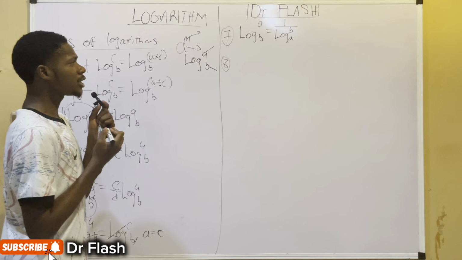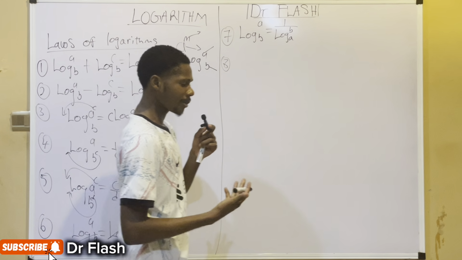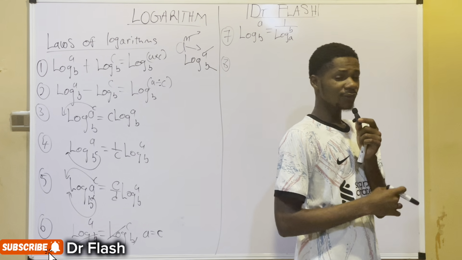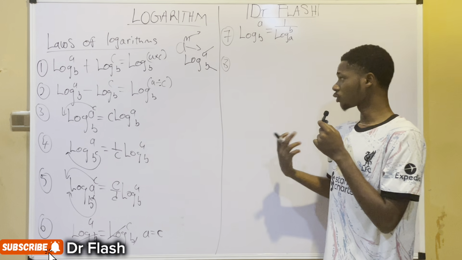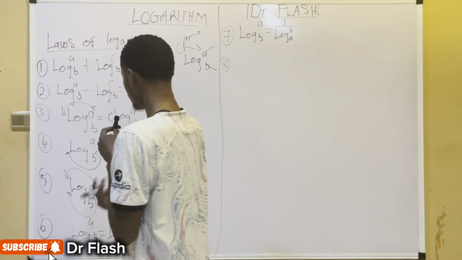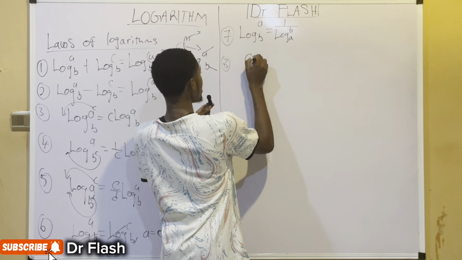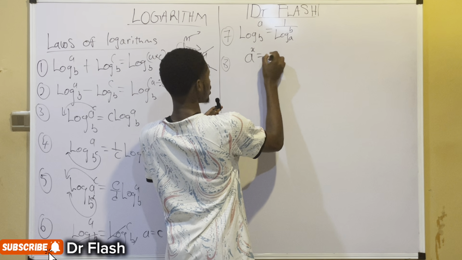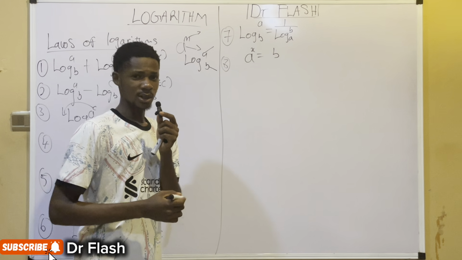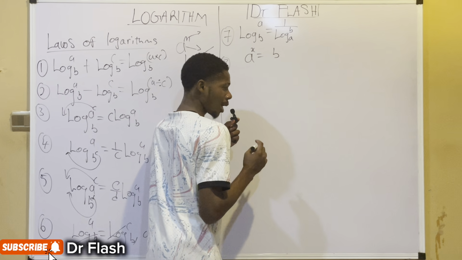Okay, now let's take law 8. Now this law 8 gives us the relationship between indices and logarithm. There are sometimes we'll be given a term or an expression or an equation in form of indices, and we'll be required to convert it into logarithm for us to solve it, or logarithm will be required to convert it into indices for us to solve it. Okay, now here is the relationship. If for example we're having a raised to power x is equal to b, this one is indices. To convert this guy into logarithm, what is going to happen?